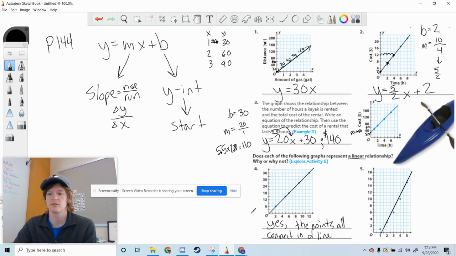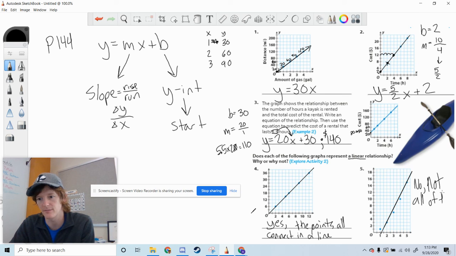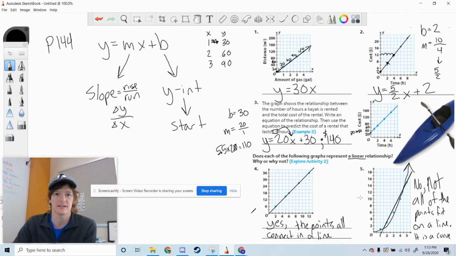So I've connected 2 of my points, but 3 of the other points are not on the line. So is this linear? This one's no. Not all of the points fit on a line. We can maybe even say it is a curve, right? Starts at 0 and goes up like this. It's like a curve, okay? So that one's not linear.